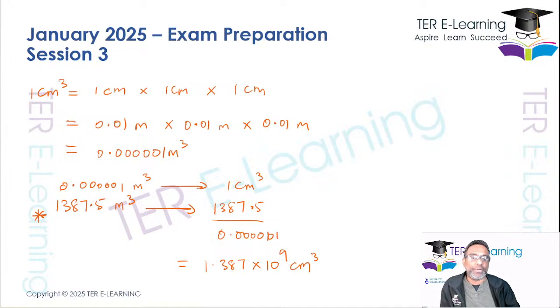Yeah, my bad, right? So let me just double check this. 1387.5 divided by 1, 2, 3, 4, 5, 1. 1, 2, 3, 4, 5, 6, 7, 8, 9. Yeah, so that seems to be correct there, right? Yeah, I put in a 0, guys, right?